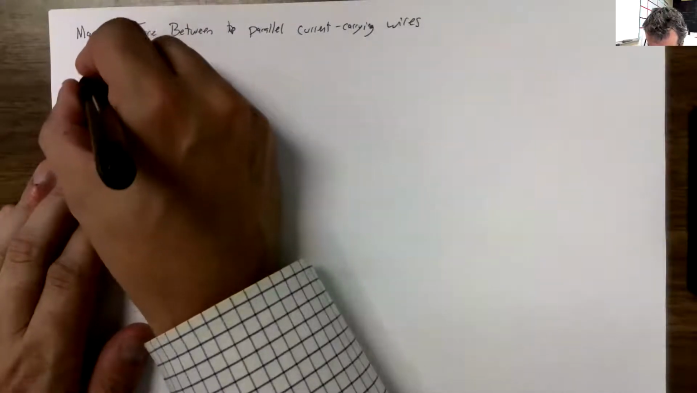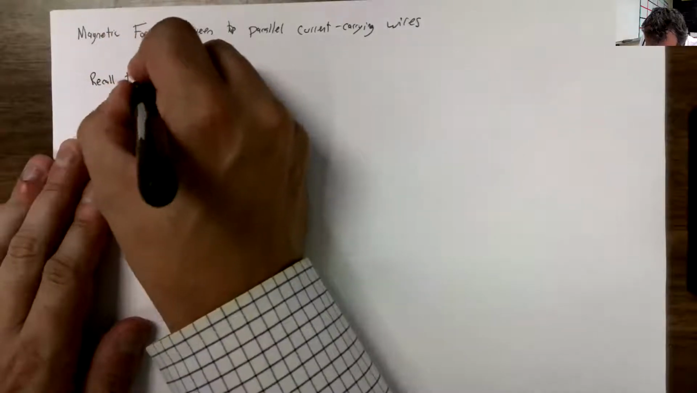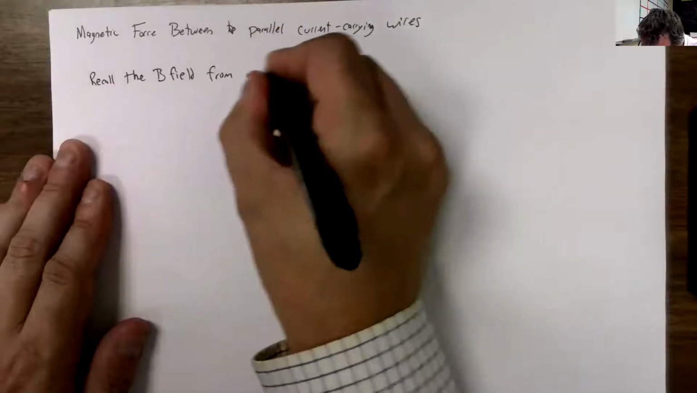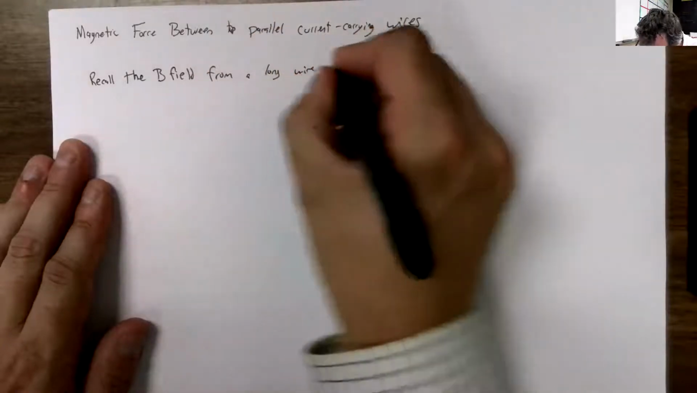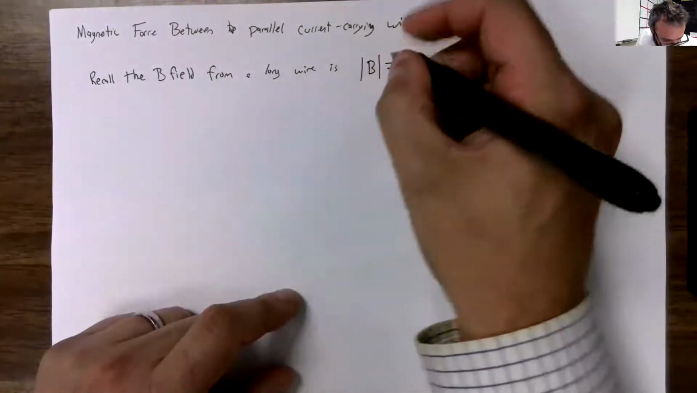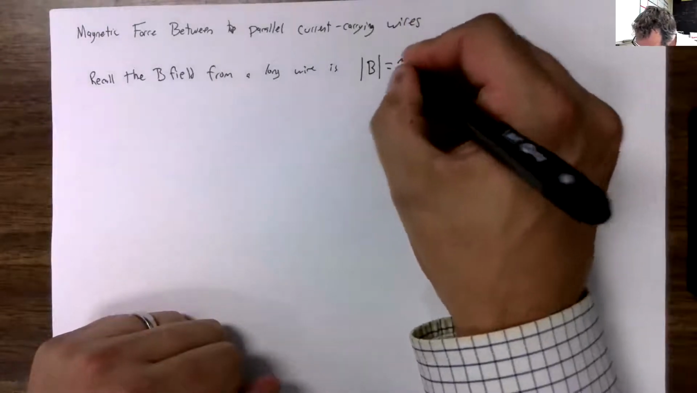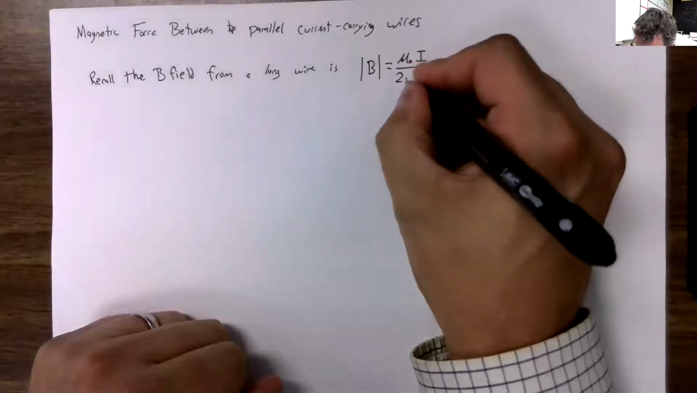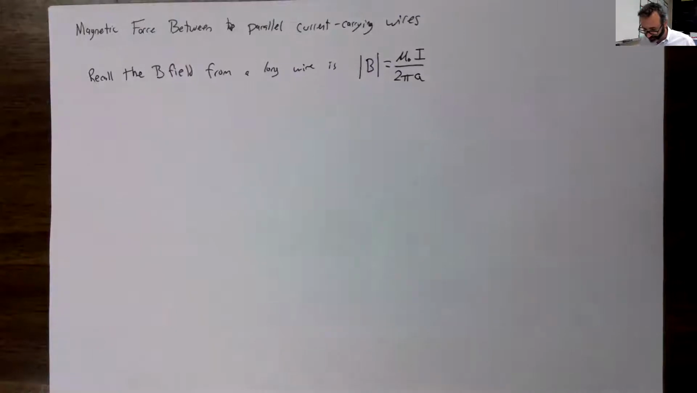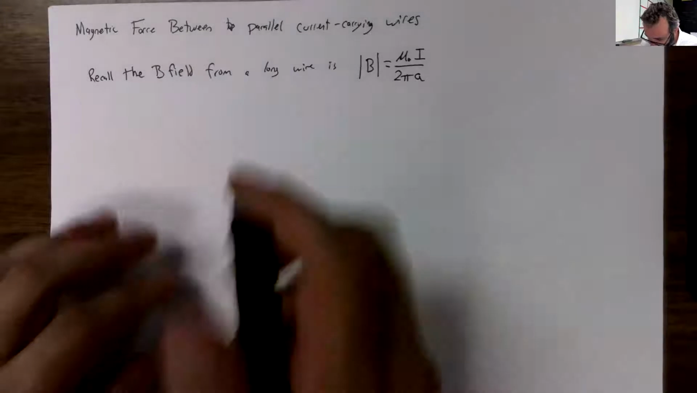So let's start by recalling that the B field, or the magnetic field, from one long wire has the magnitude we got when we did the Biot-Savart law the other day: mu naught I over 2 pi A, where A is the distance you are from the wire. And then the direction.